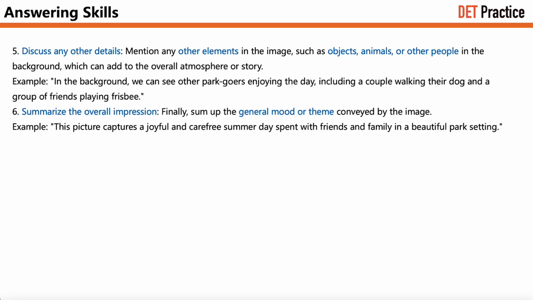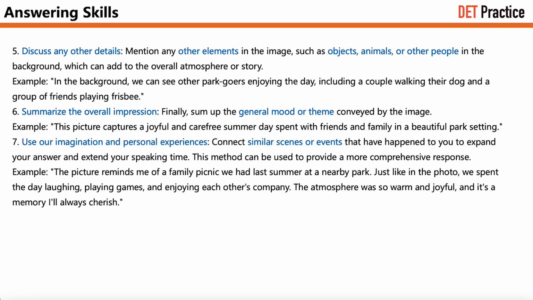In the last step, we can use our imagination and personal experiences. Connect similar scenes or events that have happened to you to expand your answer and extend your speaking time. This method can be used to provide a more comprehensive response. For example, the picture reminds me of a family picnic we had last summer at a nearby park. Just like in the photo, we spent the day laughing, playing games, and enjoying each other's company. The atmosphere was so warm and joyful, and it's a memory I'll always cherish. This way, we can completely describe a people category image.